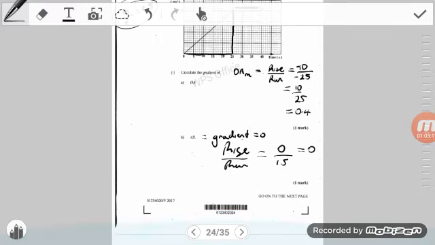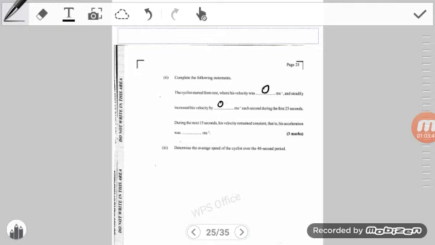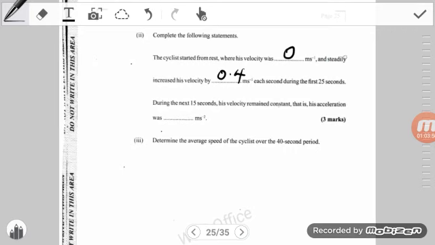Let's move on to the next page. We have to complete the following statements. The cyclist started from rest, where his velocity was, well, if you're starting from rest, obviously your velocity is 0. And it steadily increased his velocity by, well, if your velocity is increasing, that means you're accelerating. And if you're accelerating, then it must be accelerating by 0.4. If your speed is increasing, that means you're accelerating. If you read it carefully here, it says, and steadily increased his velocity by.